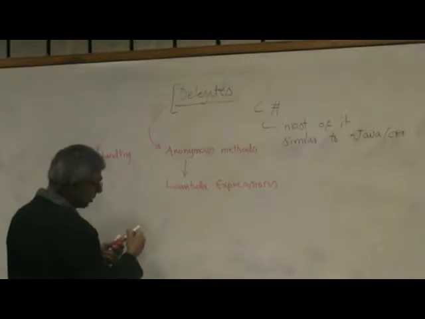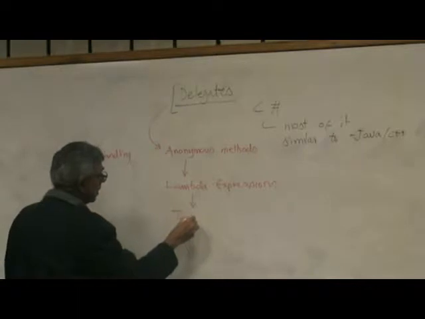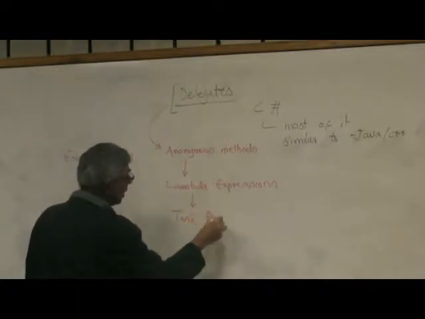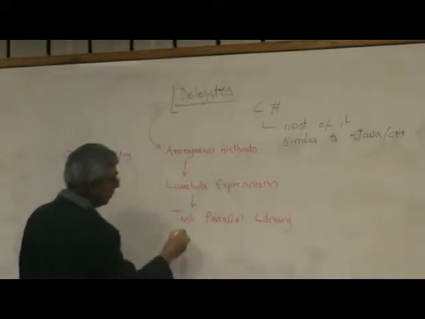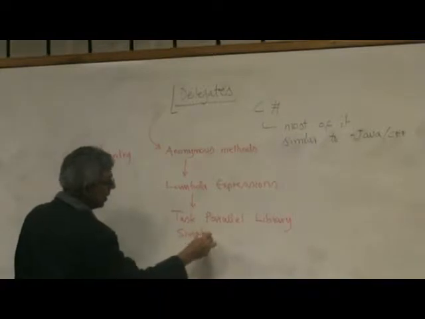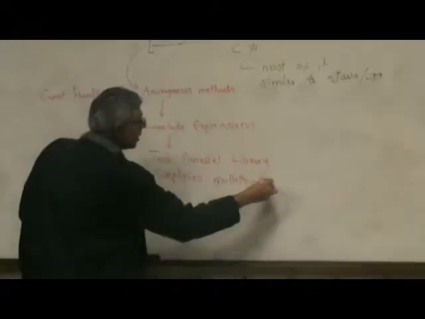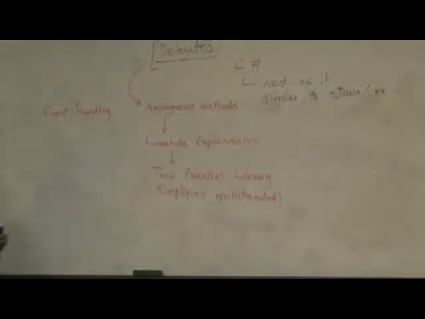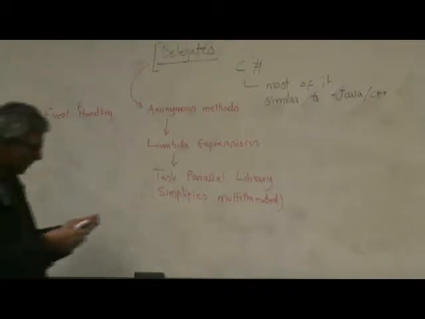So anyway, lambda expressions further give us a very powerful concept called task parallel library. So it basically simplifies multi-threading. So we can write very efficient programs that take advantage of the multiple cores in our system. Okay. So anyway, let's take a look at what is the concept of delegates and what are anonymous methods, lambda expressions, and so on.